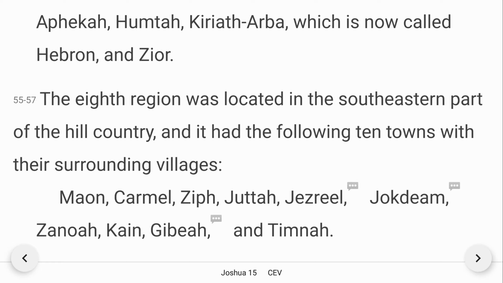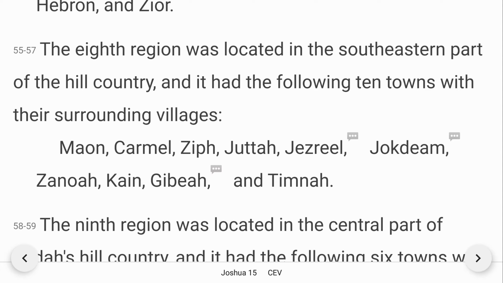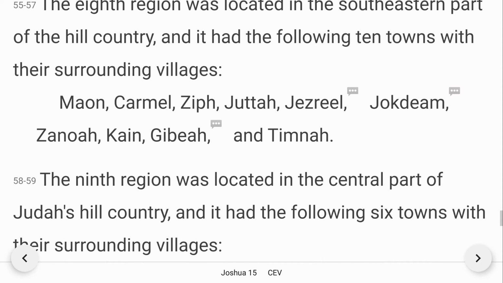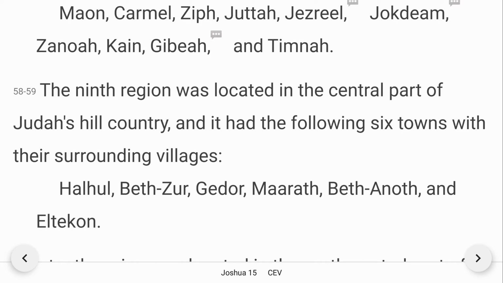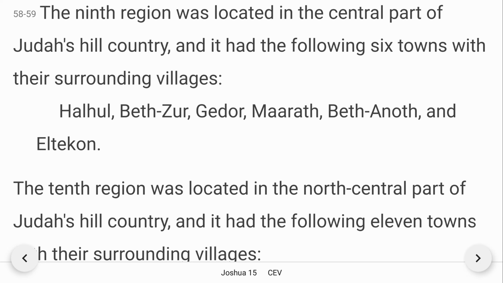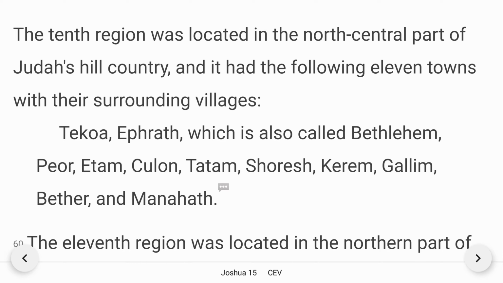The eighth region was located in the southeastern part of the hill country, and it has the following 10 towns with their surrounding villages: Maon, Carmel, Jib, Juttah, Jezreel, Kol, Jokdim, Jonoho, Cain, Gibeah, and Kimnah. The ninth region was located in the central part of Judah's hill country, and it has the following 6 towns with their surrounding villages: Hahu, Bethjar, Gedor, Marath, Beth-Anath, and Eltekon.